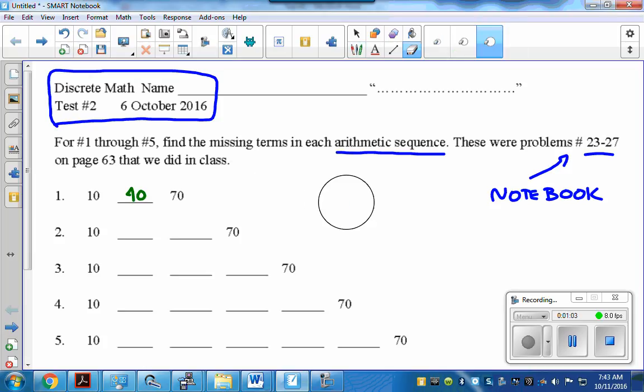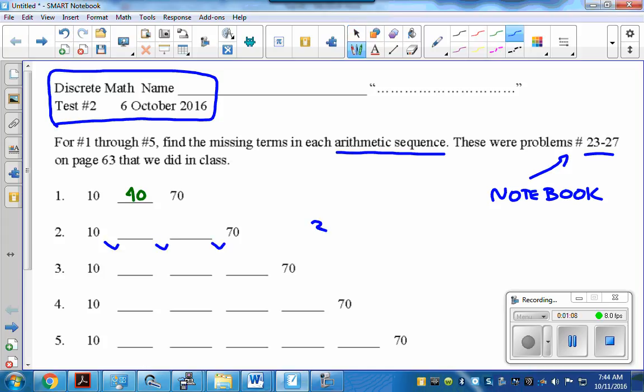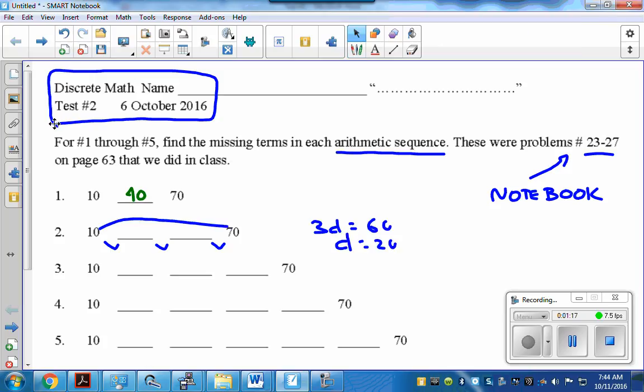Okay, for the second one, sort of the same reasoning. You have a difference there, a difference there, and a difference there. There are 3 differences. Again, the total difference is 60, so the difference for this one is 20. Once we have that, we can simply add 20 to each term. We add 20 to 10, and we get 30. We add 20 to 30, we get 50. We add 20 to 50, we get 70.